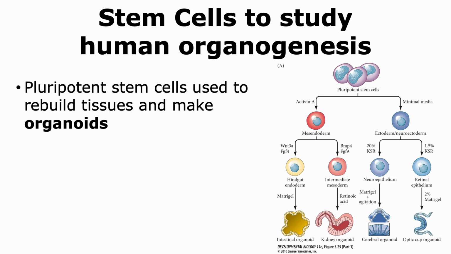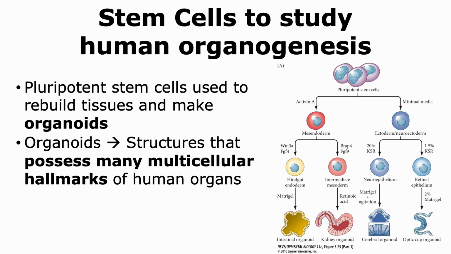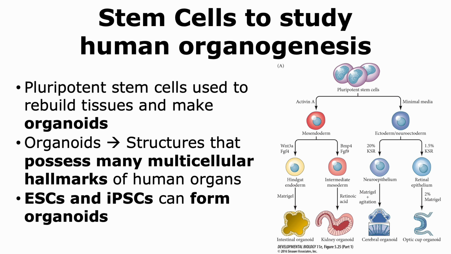Pluripotent stem cells can also be used to rebuild tissues because they make these structures called organoids. Organoids are structures that possess many of the multicellular hallmarks of human organs. Now, organoids can be formed from both human embryonic stem cells as well as induced pluripotent stem cells. As shown in the figure, the pluripotent stem cells can undergo differentiation to form these different organoids as shown here, like the intestinal organoid, a kidney organoid, cerebral organoids, or optical cup organoids.